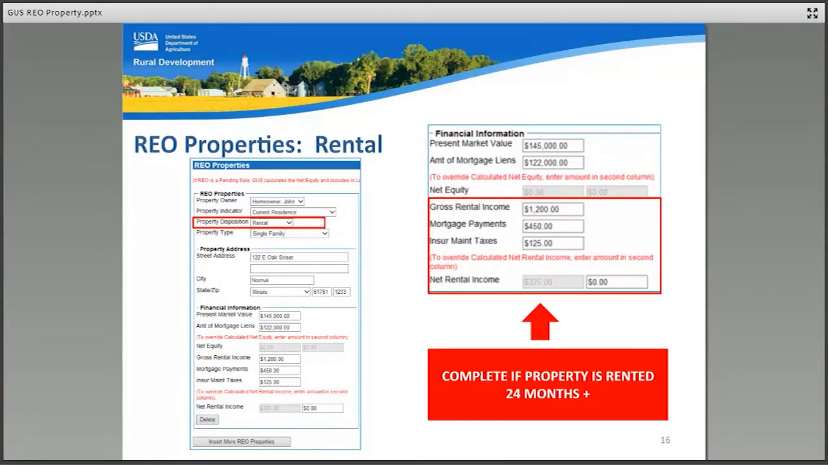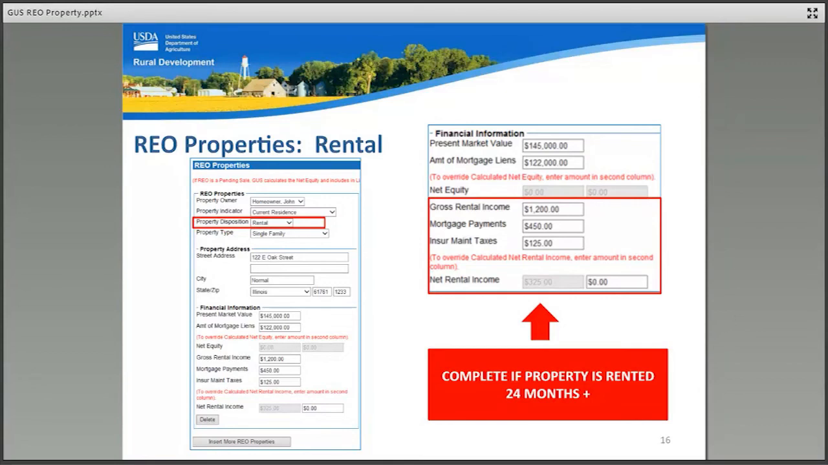In this example, the REO disposition is rental. The property address section is complete. In the financial information section, the following data fields may be completed: present market value, amount of mortgage liens, gross rental income, mortgage payments, and insurance, maintenance, and taxes. GUS will calculate the net rental income based on the data entered in this section. GUS will enter this amount in the first data field.